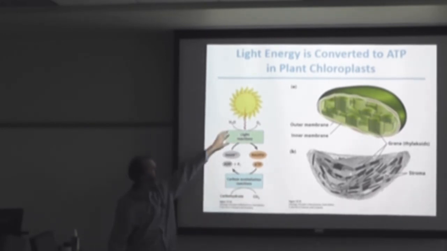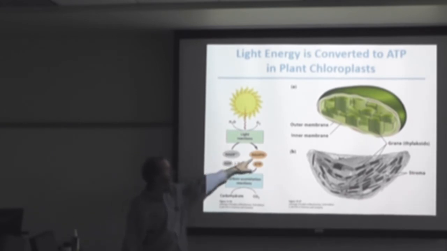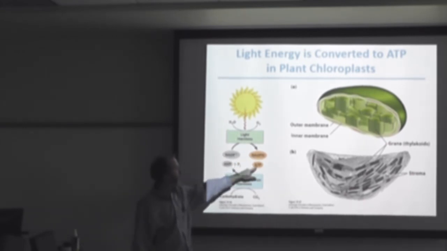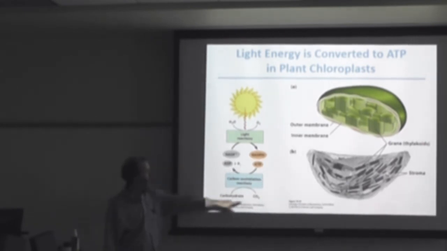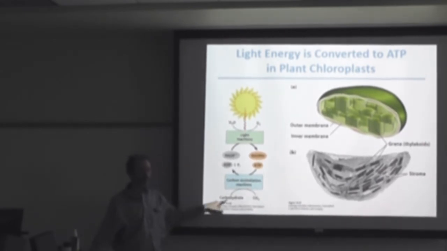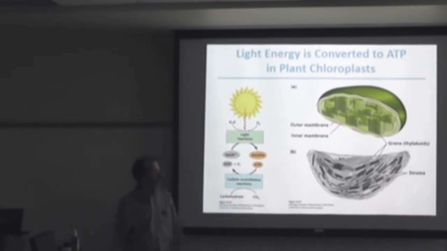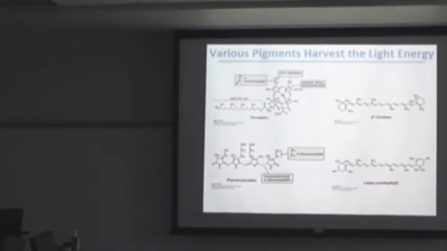So in the light reactions, we produce NADPH and ATP. In the dark reactions, we use both of these to produce sugar from carbon dioxide. And you have various pigments that are going to be able to absorb different wavelengths of light energy.